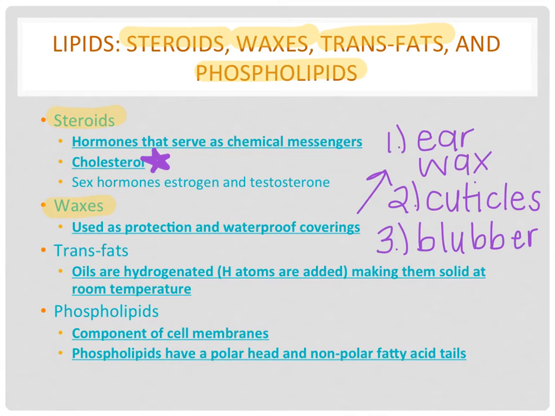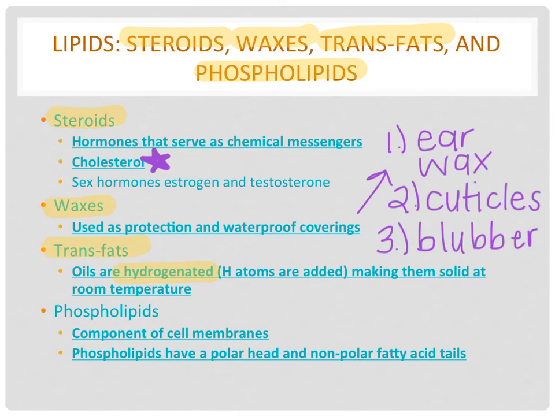The next group we're going to discuss are the trans fats. Okay, and these are the ones that you find on chips. They say no trans fats included. These are oils that have been what we call hydrogenated. Hydrogenated just means that hydrogen atoms have been added to it, turning them into solids at room temperature, a state where they usually are not.